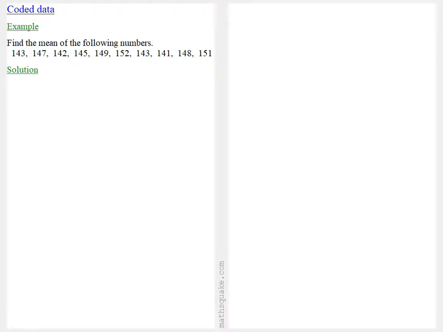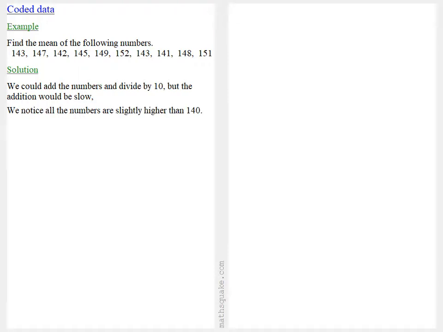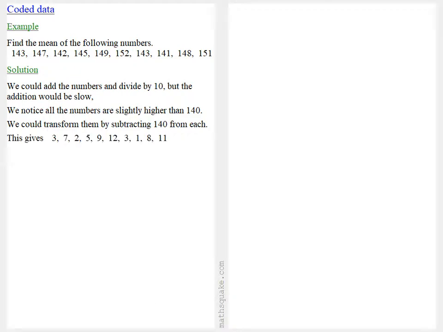Now to solve this, we could add up the numbers and divide by 10 because there's 10 numbers. But this addition would be slow. We notice all the numbers are slightly higher than 140, so we could transform them by subtracting 140 from each of them. And this gives us 3, 7, 2, 5, 9, 12, 3, 1, 8 and 11. This is called coded data.